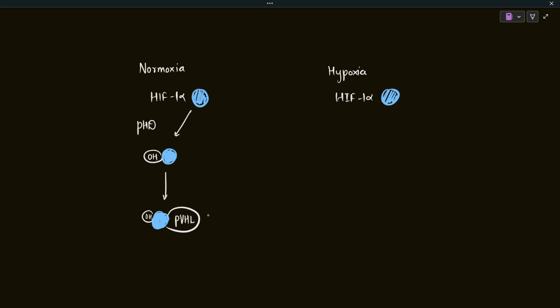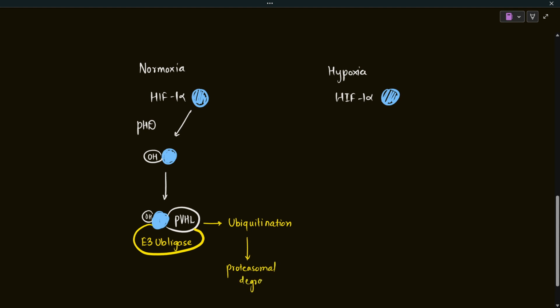Okay, so this protein recognizes this HIF factor, and due to the recognition, this is part of the E3 ubiquitin ligase. So now this E3 ubiquitin ligase will do the ubiquitination, and due to ubiquitination, you will see the proteasomal degradation. So the HIF-1 alpha is degraded in the proteasome.